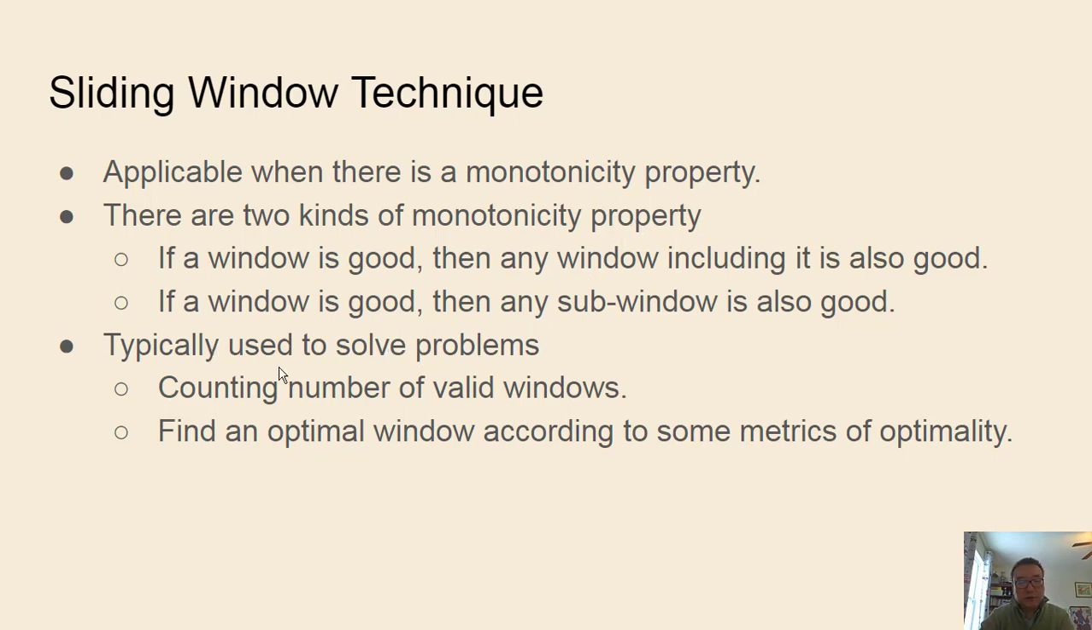The problem where we use sliding window can be counting the number of valid windows or finding an optimal window, according to some metric of optimality. So in the lineup problem, the optimality condition is the size of the window, the difference of the coordinates between the beginning and end.